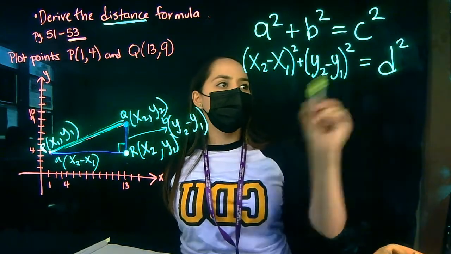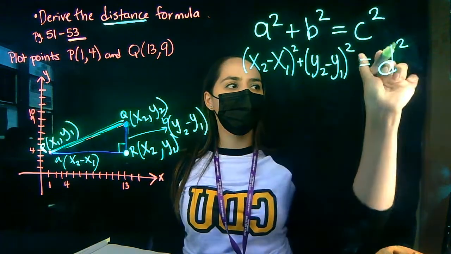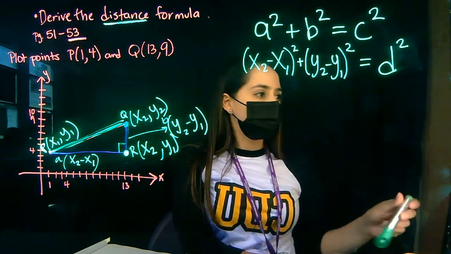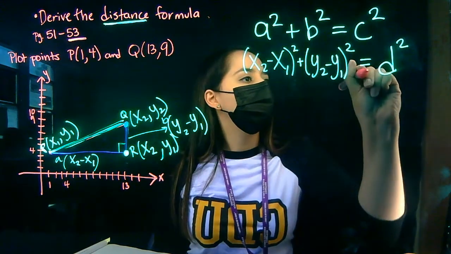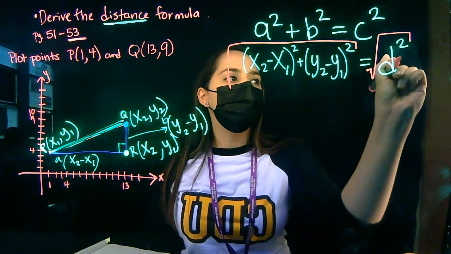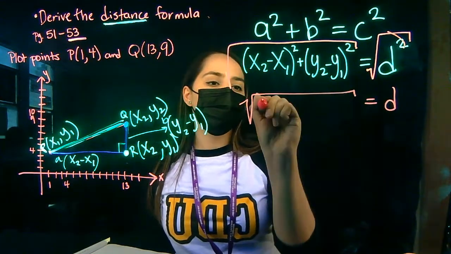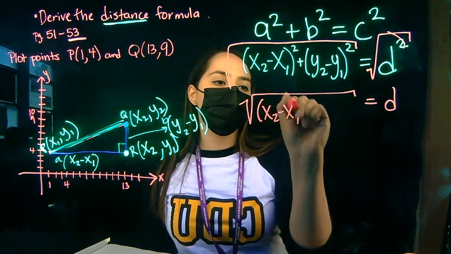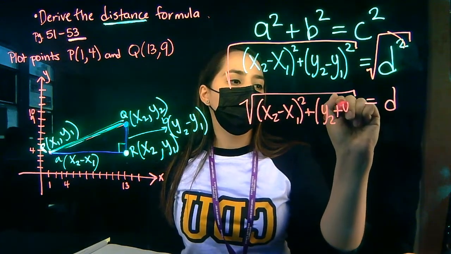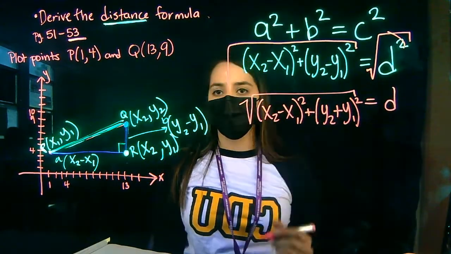Okay, how do I get d by itself? If I want to get d completely by itself, what's the inverse operation of squaring? Square rooting. So let's square root. What you do on one side, you do to the other. Now d is left by itself, and we're left with the square root of the change in the x values squared plus the change in the vertical values squared. The square root will get us the distance.